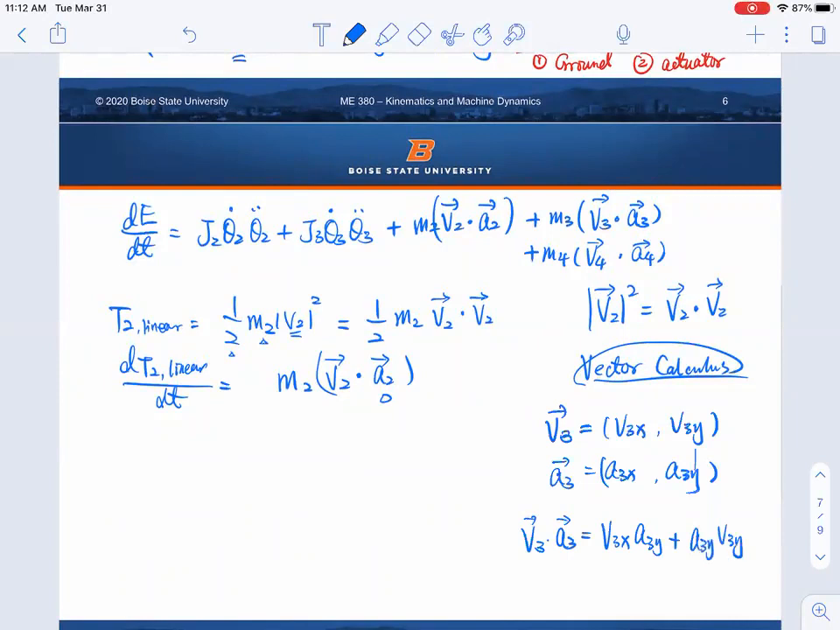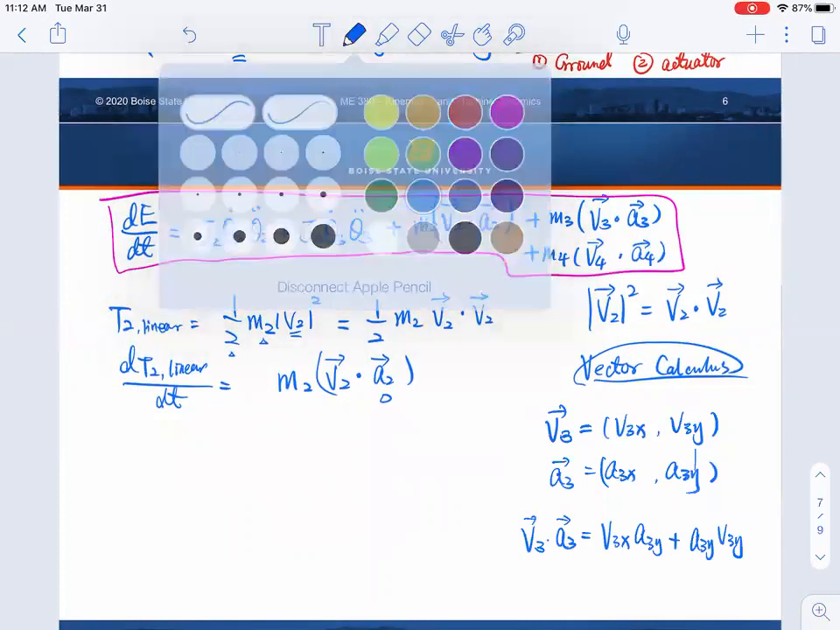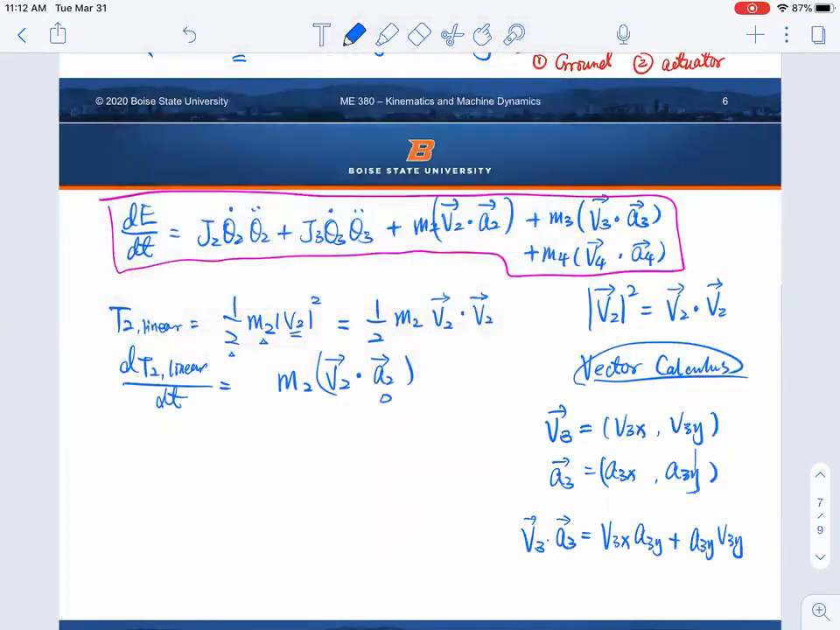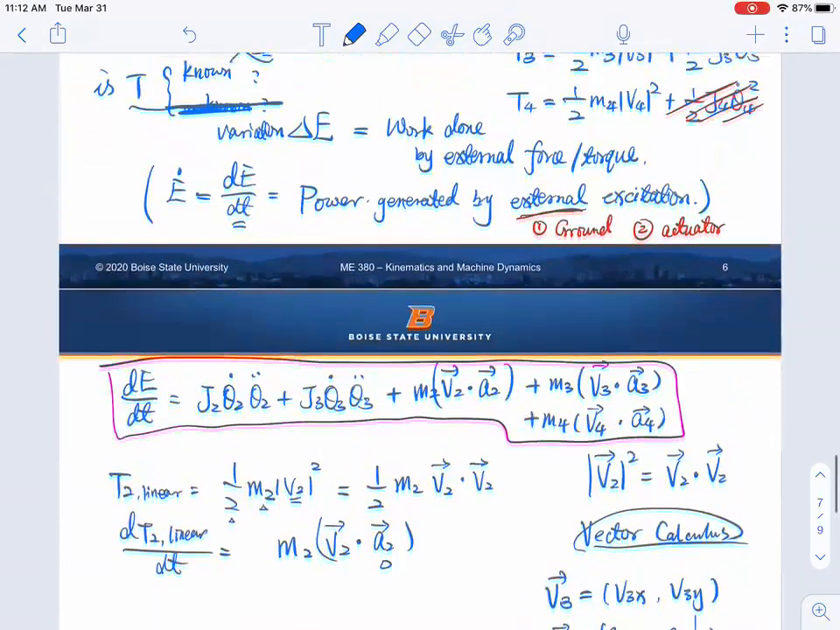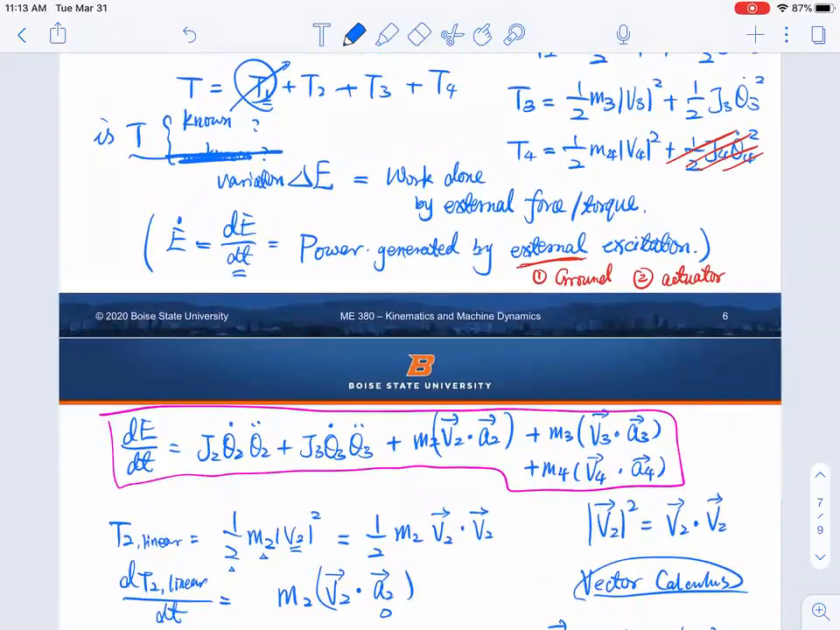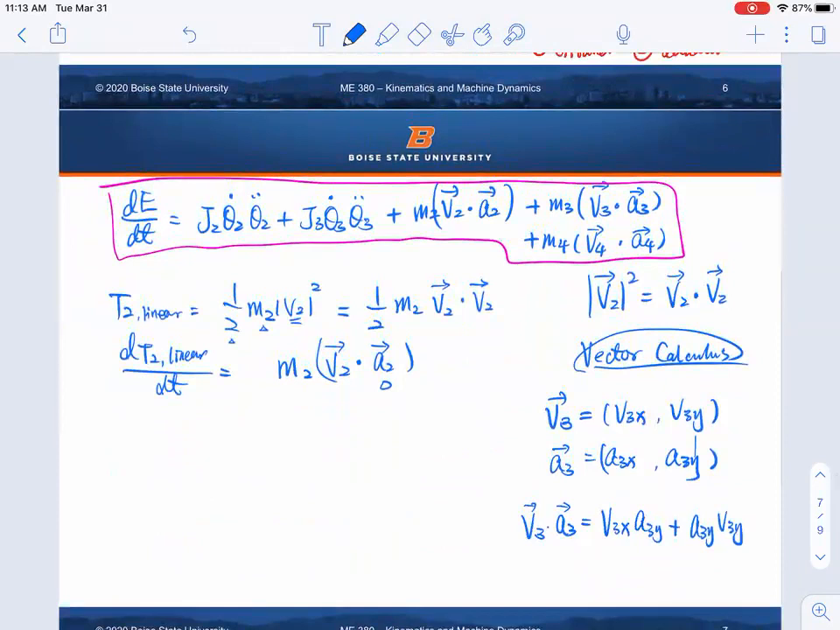So let's focus on this equation. I'm going to circle it out. As I mentioned before, we have 5 terms on the right-hand side, but the good news is they're already known. They're all velocities and accelerations. We can get these from position, velocity, acceleration analysis. On the left-hand side, we need to find out the power generated by the external excitation, right? So these are all known values. That means your E dot is known.